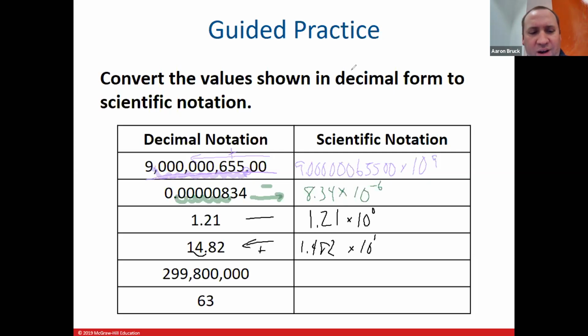For this one, 299,800,000. We have to recognize there is no decimal place here, so only these numbers are significant. So my coefficient is 2.998. I'm starting here, I'm ending here. 1, 2, 3, 4, 5, 6, 7, 8. I went to the left, so it's a positive 8. 2.998 times 10 to the positive 8th.